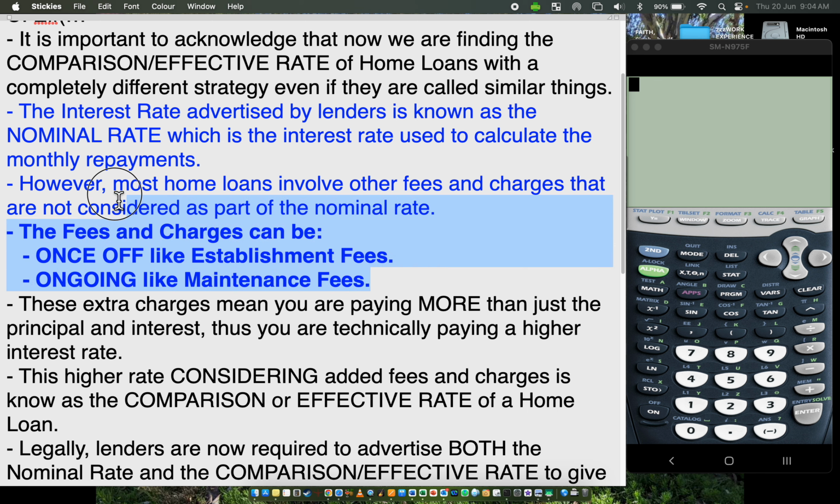I'll give you a couple of moments to get the idea of what a nominal rate is. It's the interest rate that the bank says your home loan is. But unfortunately, they tend to forget that there exist establishment fees and maintenance fees that would affect the reality of that home loan. If you remember back to looking at Bank SA, that screenshot that you took had two different home loan rates on it. That's what we're talking about now, that second one. What is that second one about? The comparison rate.